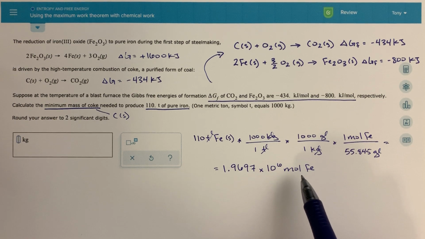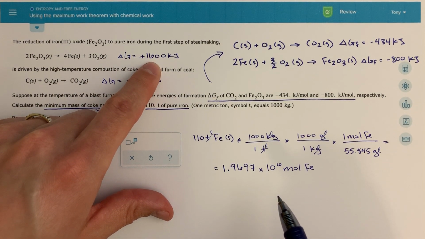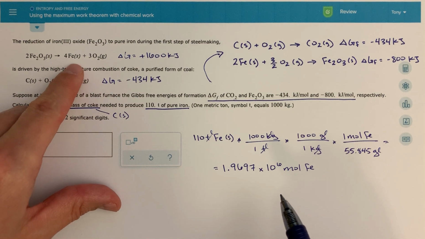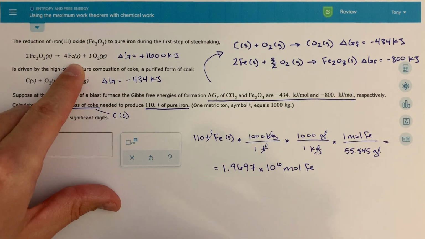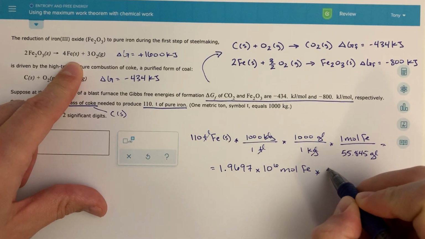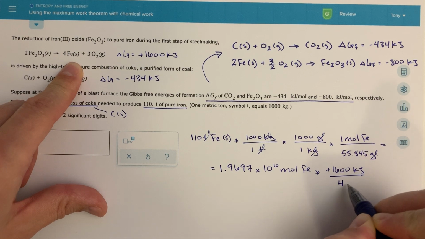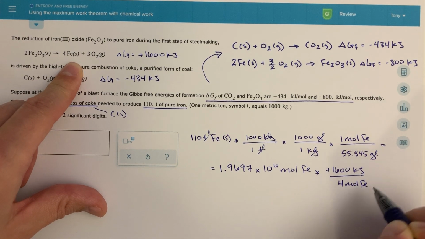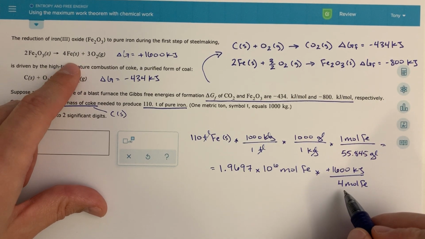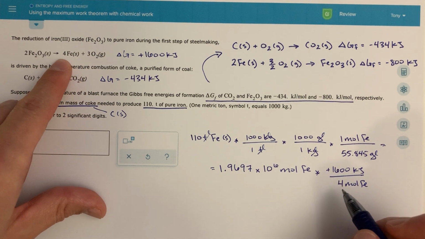So now the question becomes, how much energy is it going to take to generate this number of moles of iron? I know that for every 1600 kilojoules of energy that I have available, I can produce 4 moles of iron. So I'm going to do another conversion factor where I say, okay, I know that it requires 1600 kilojoules for every 4 moles of iron. And again, I'm getting these numbers from this balanced chemical reaction. So, coefficients are very important.